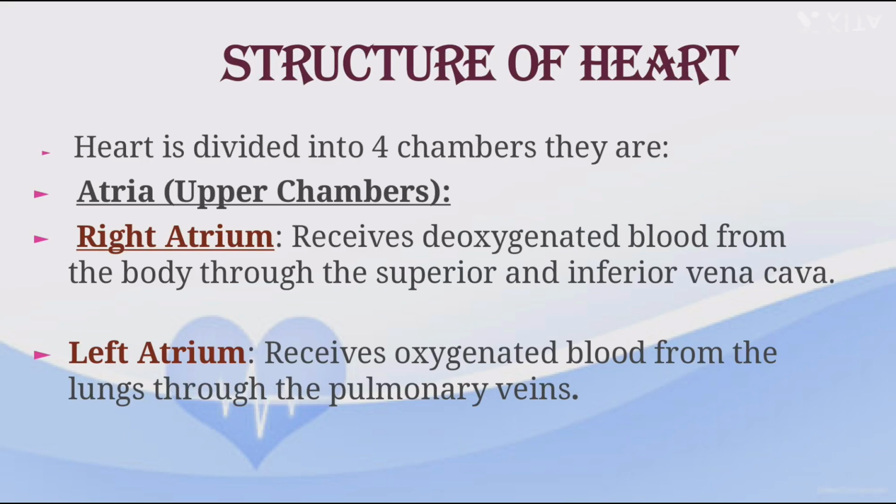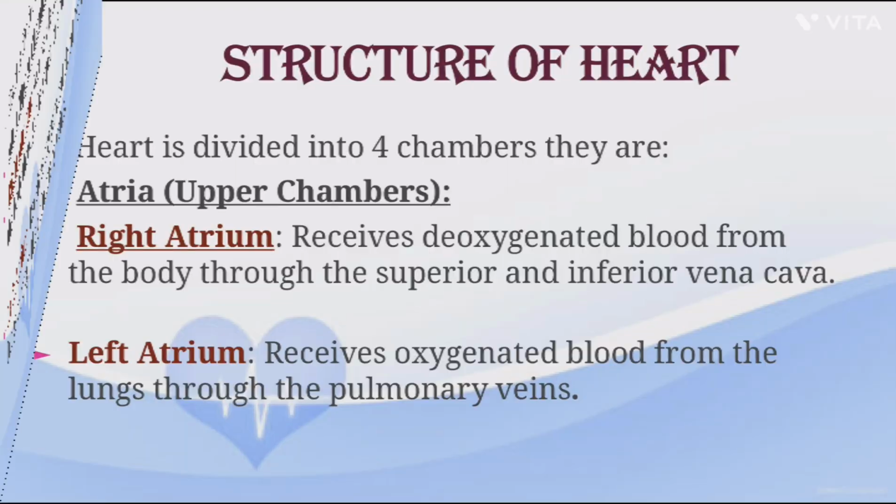The heart is divided into 4 chambers. They are: the upper chambers, called atria, that is the right atrium and left atrium. The right atrium receives deoxygenated blood from the body through the superior and inferior vena cava. And the left atrium receives oxygenated blood from the lungs through the pulmonary vein.